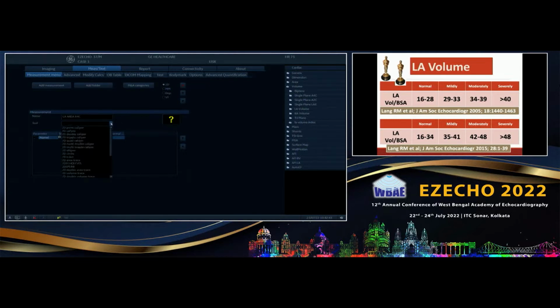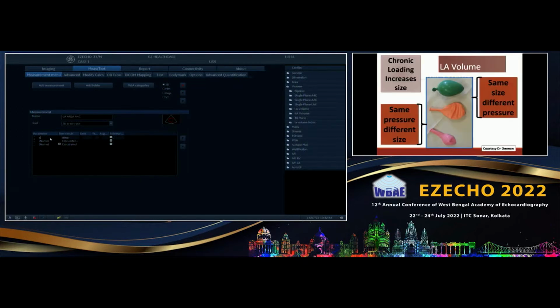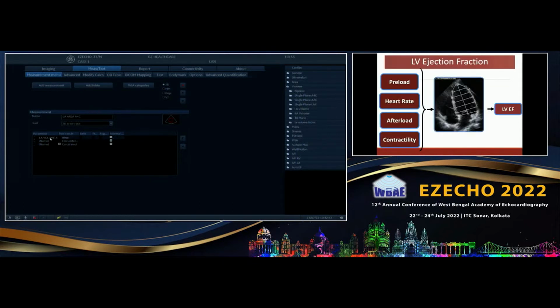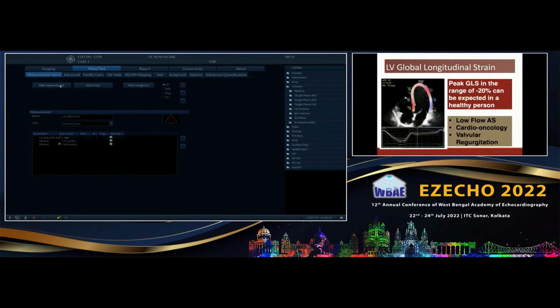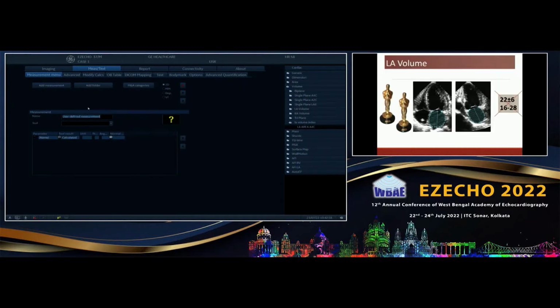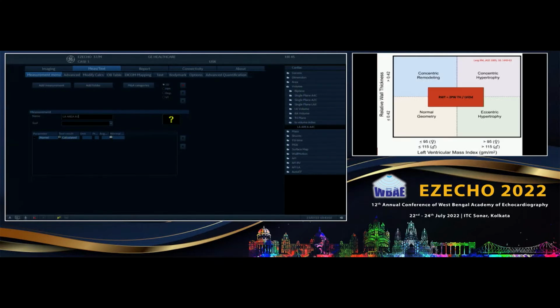Any machine. Correct. And as we looked at the LV, we are looking at the volumes by the Simpson's, mass by a simple M mode, and you are also looking at the remodeling from the RWT. So do not disregard RWT. Those can be very early signs of LV remodeling, which is unfavorable remodeling.